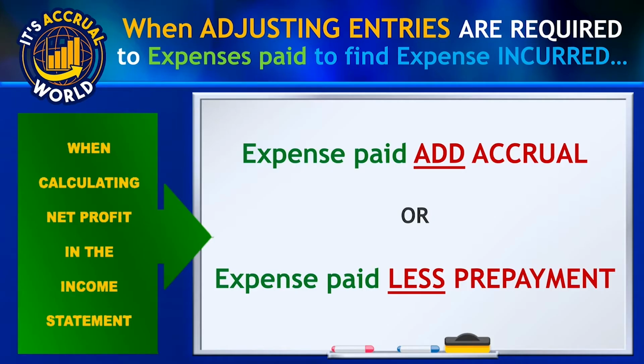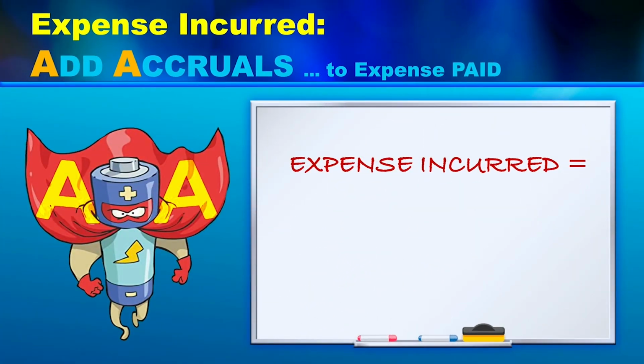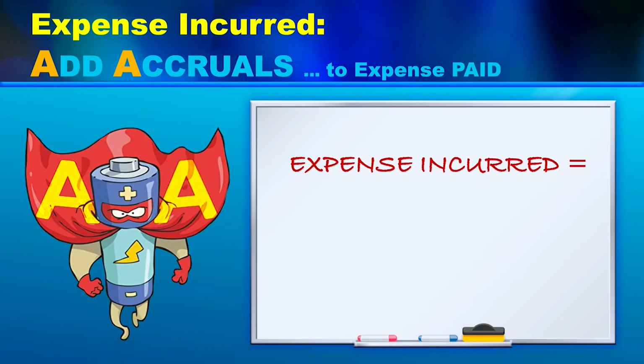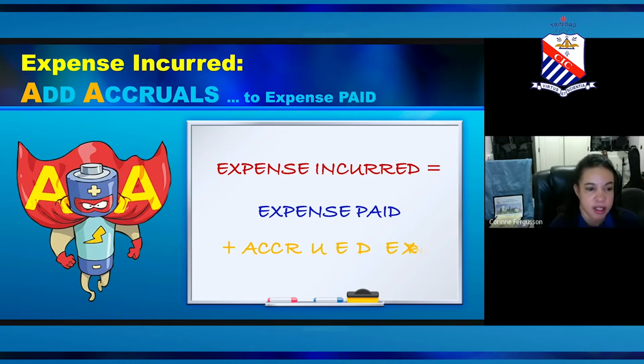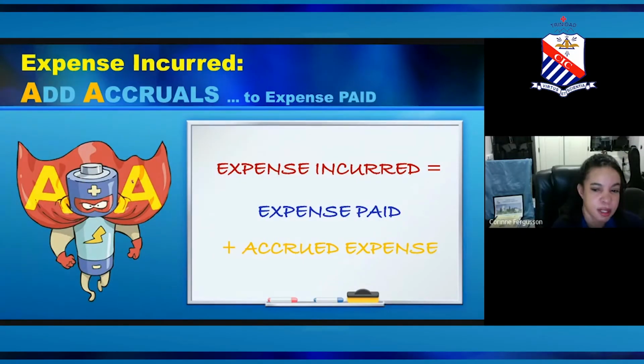So we're going specifically now. Expense incurred, add accruals. You're seeing my AA. We are using the battery. Remember this ridiculous looking battery man? AA, what does the double A stand for? Add accruals. See how easy? Add accruals. AA, double A batteries, you always add accruals.